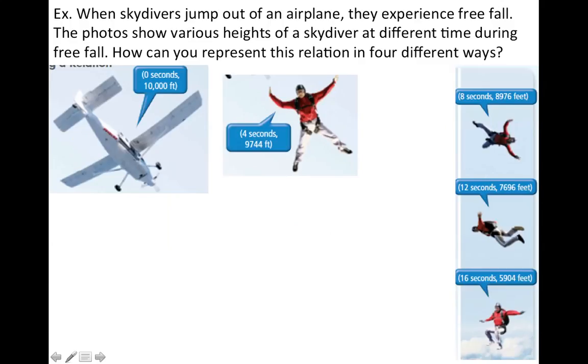So our first example. When skydivers jump out of an airplane, they experience free fall. The photos show various heights of a skydiver at different times during the free fall. How can you represent this relation in 4 different ways?